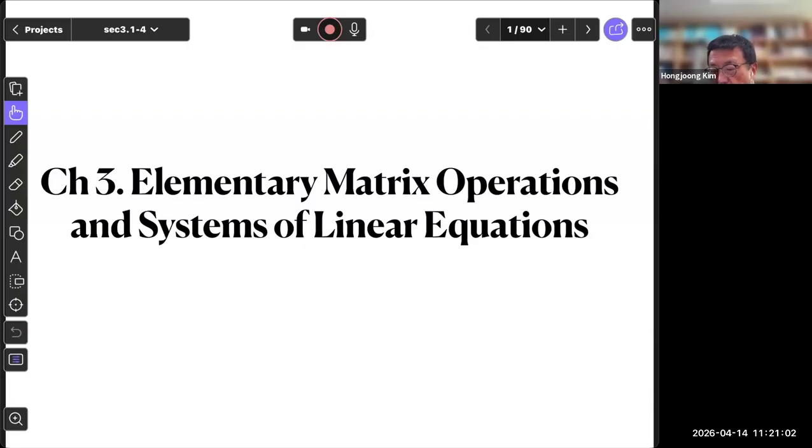Sometimes some students think that this chapter 3 is related to the midterm, but that is not related, okay? So please do not use any concept introduced in chapter 3 in the midterm. It is not required.